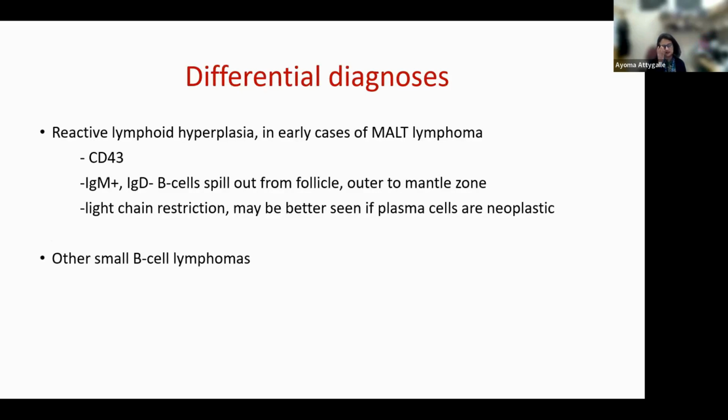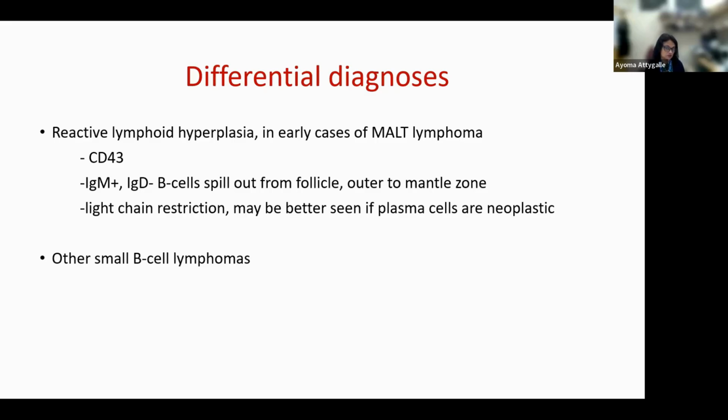So as I said earlier, reactive lymphoid hyperplasia needs to be differentiated from early MALT lymphoma. So they tend to be basal aggregates, but you can see if there's some spillage outside, CD43 can be quite useful. So remember, mantle zone B cells are IgD positive. So if you see an infiltrate which is expressing IgM and negative for IgD, spilling out from the follicle into the outside of the mantle zone, then that would be useful as well.